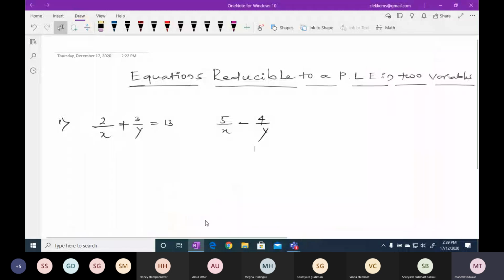Well, students, welcome back to mathematics class. Now, equations will be studied: equations reducible to a pair of linear equations in two variables.